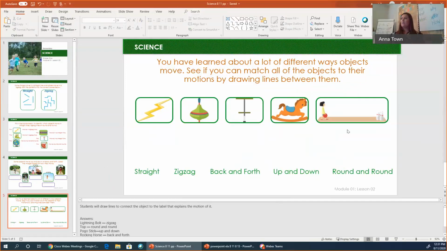And our last one is a bowling alley. So I want you to take a look at the bowling alley. Look at the lines. What is this? It is straight. The lanes are straight.